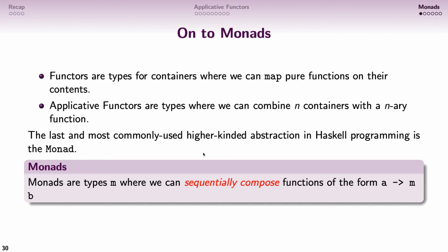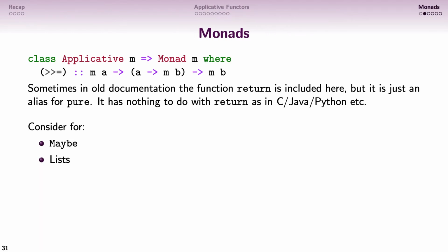So it allows us to not just run pure functions on the results of an I/O procedure, for example. It would allow us to take two I/O procedures and run them one after the other, where the results of the first one are used to construct the second one. So let's show you a few examples.